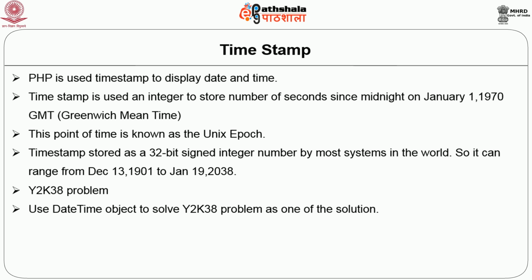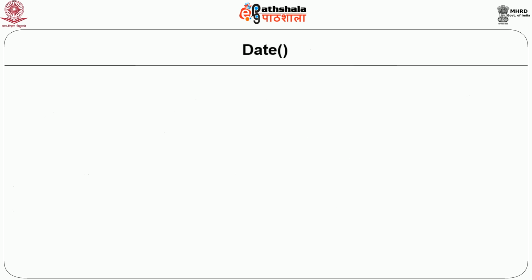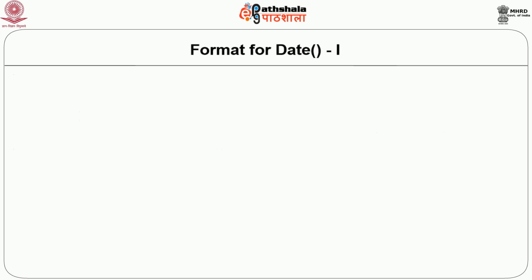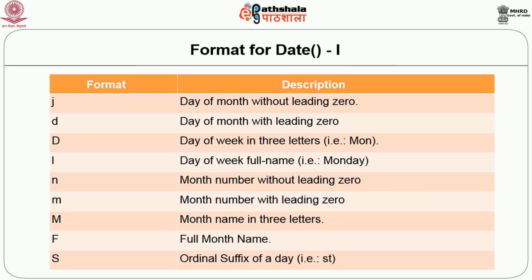Now the first useful function is the date function. The date function creates and formats a timestamp as a date. The syntax is date, you provide $format and optionally a timestamp. If you do not provide a timestamp, it will take the current timestamp. Let's say for example we create one date function, and these are the various format options available for date. If you write j, it will give the day of month without leading zeros, d small for day of month with leading 0, capital D for day of week in 3 letters, l, N, M, etc. Let me write one example of that.